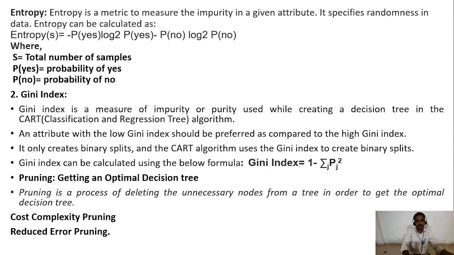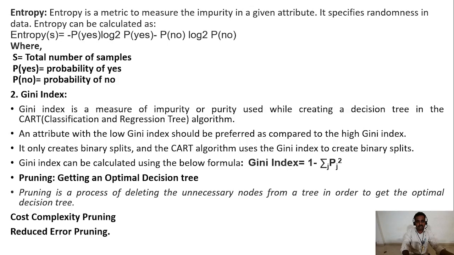So what is entropy? Entropy is a metric to measure the impurity in a given attribute. It specifies the randomness in the data. Entropy can be calculated as: entropy of S equals minus P(yes) log2 P(yes) minus P(no) log2 P(no), where S is the total number of samples, P(yes) is the probability of yes, and P(no) is the probability of no.